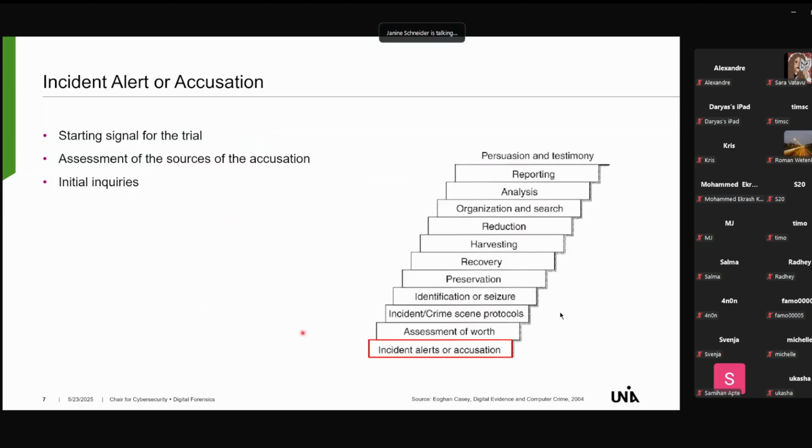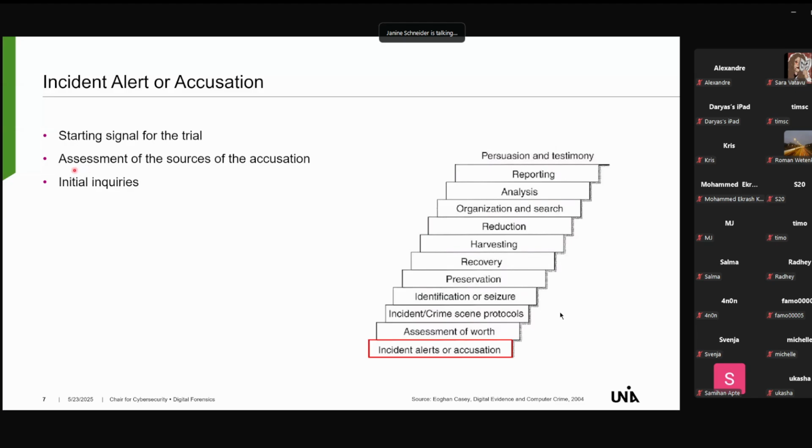Okay, so the investigative process starts with an incident alert or an accusation. An incident alert could be that a company recognized that they were attacked. An accusation could be, oh, look, somebody stole something at the local supermarket. That's the starting signal for the investigation and later the trial.